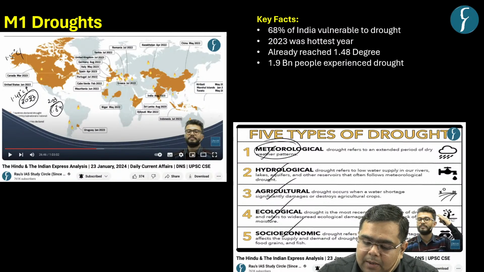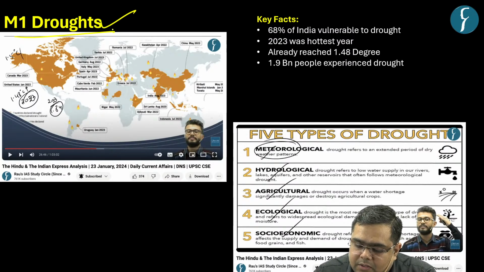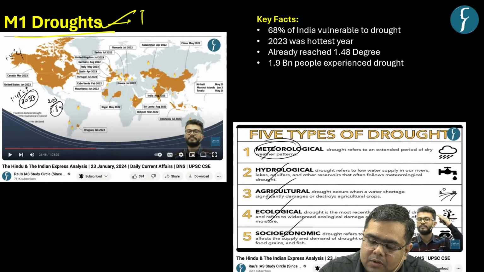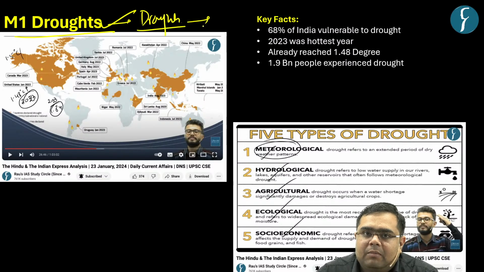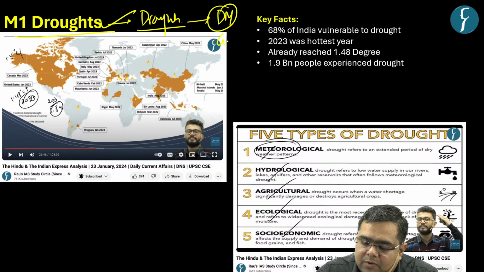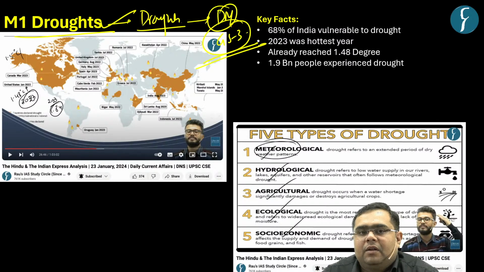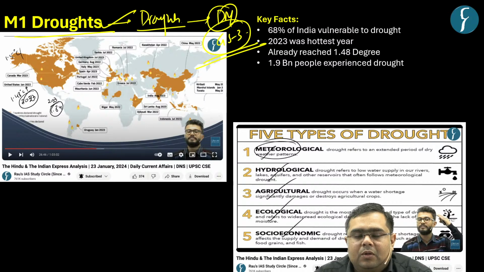Let us quickly take up the first main topic that was taken that day. The topic was with respect to droughts, right? What is the syllabus mapping of this concept? Again, disaster management is part of your GS paper 3, and then again some governance aspects are also involved when we talk about the concept of disaster management.